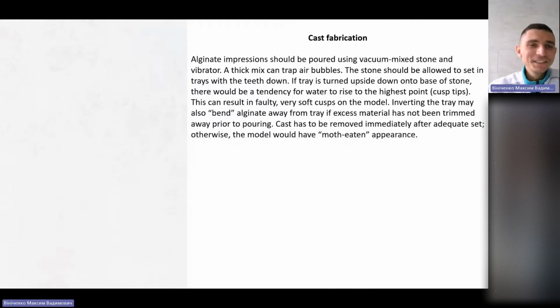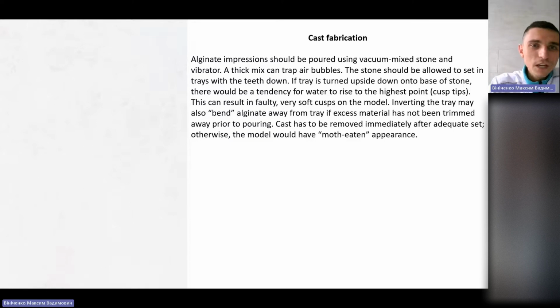Yes, this is a clinical tip. Cast fabrication. Alginate impressions should be poured using vacuum mixed stone. So if you have vacuum mixed stone in your clinic, it's the best. And the vibrator. A thick mix can trap air bubbles. The stone should be allowed to set in trays with the teeth down.